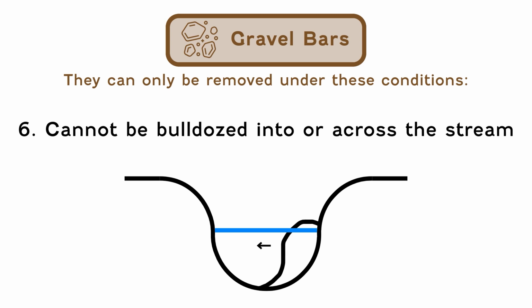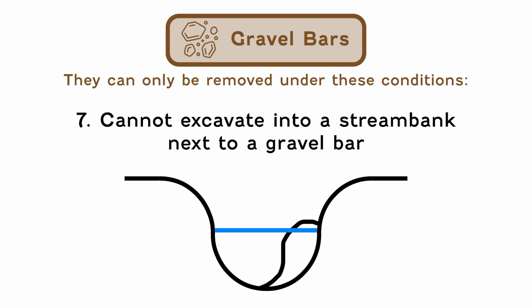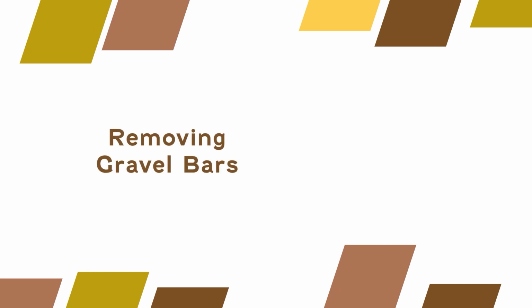Number 6. Gravel bars cannot be bulldozed into or across the stream channel. This can alter the stream flow and cause further erosion and flooding. Number 7. You cannot excavate into a stream bank next to a gravel bar. The gravel will fill the excavated space and make the stream bed unstable. With all of this in mind, it's important to note that gravel bar removal is not the same as dredging. Dredging is not allowed under a GP3.